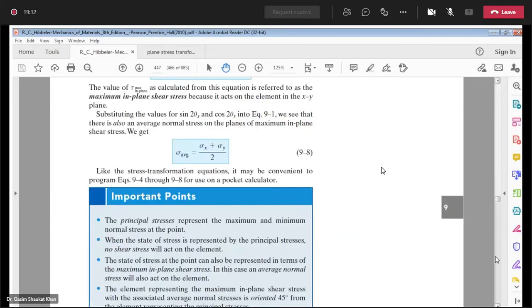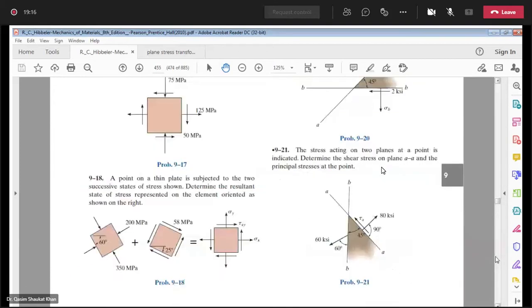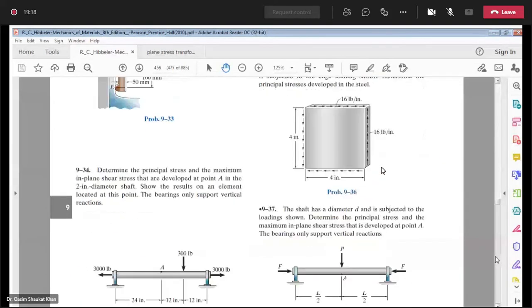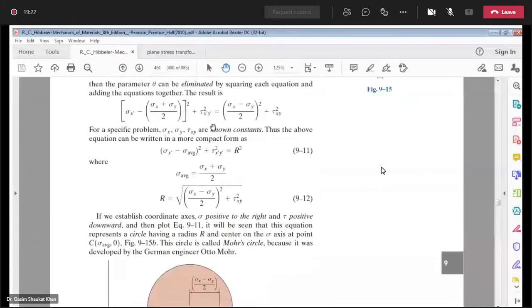Now let me come back to this. The equation we have is sigma x minus sigma y over 2 squared plus tau xy squared. So it means it is the square of the resultant. Now this one we are going to replace with the average stress, and this one we are going to replace with the resultant R.